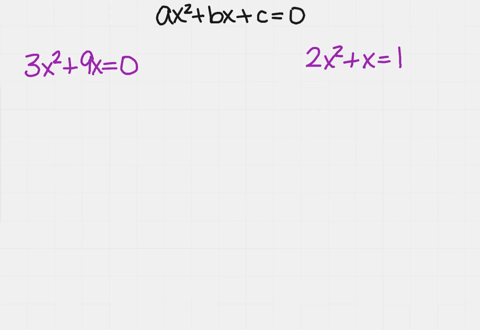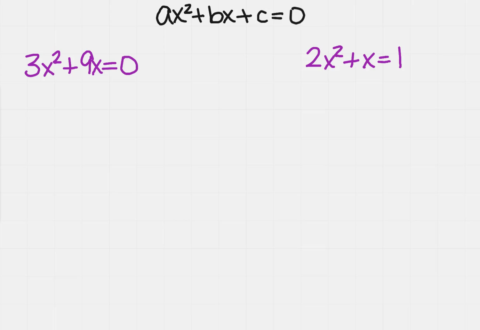We want to solve these quadratic equations. Now remember, if it's a quadratic equation, it's in the form of ax squared plus bx plus c. And so as long as we've got that square term, an x, and/or a c, we've got a quadratic equation. So I'm going to take a look at 3x squared plus 9x equals 0.